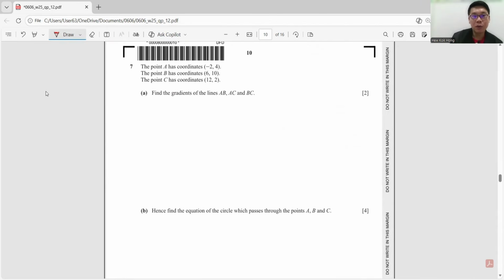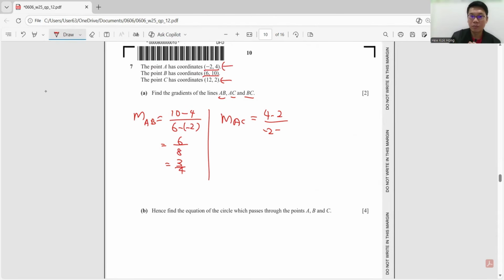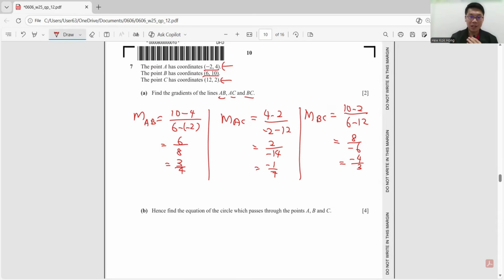Question 7, they give you points A, B, C, and ask you to find the gradient of AB, AC, and BC. So we do one by one: y minus y over x minus x. Done, we get all the gradients. Then part B: hence find the equation of the circle which passes through points A, B, C.